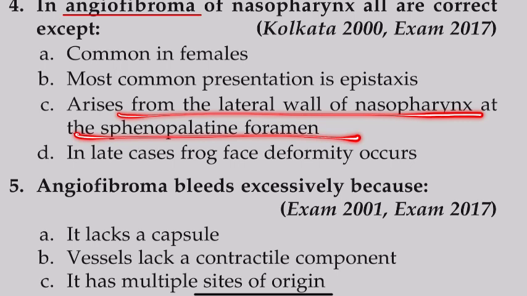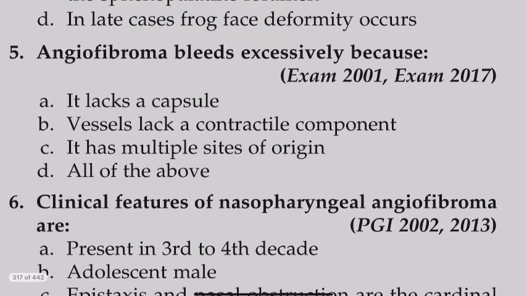In late cases, frog face deformity will be seen, right? Why? Because the mass enters through the inferior orbital fissure and destroys the apex of the orbit. It will cause broadening of the nasal bridge, and it will give frog face deformity. Angiofibroma bleeds excessively because, as I have already said, it lacks the contractile component, that is the tunica media, the muscular coat. Question number 5: the lack of contractile component.